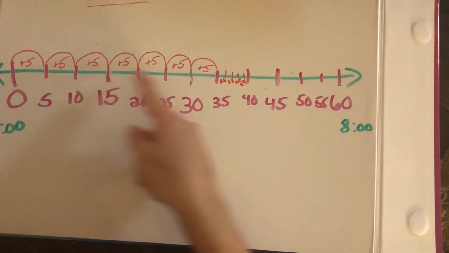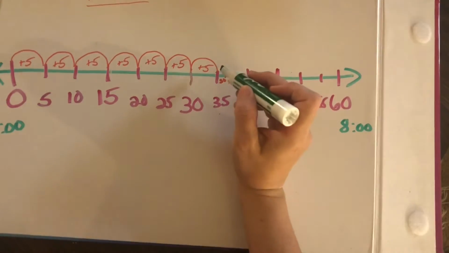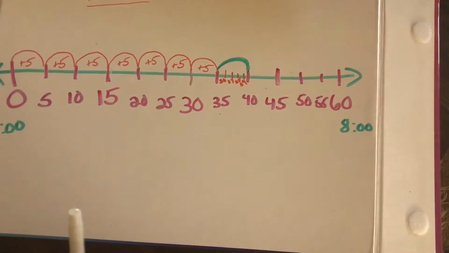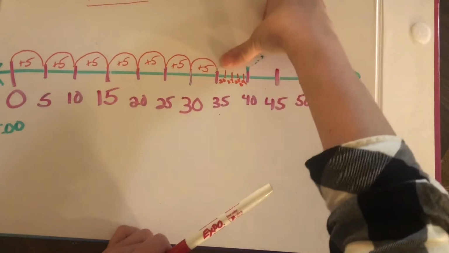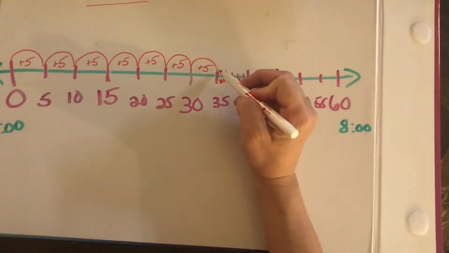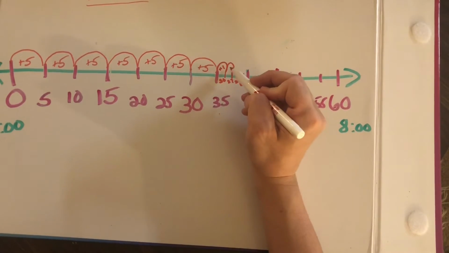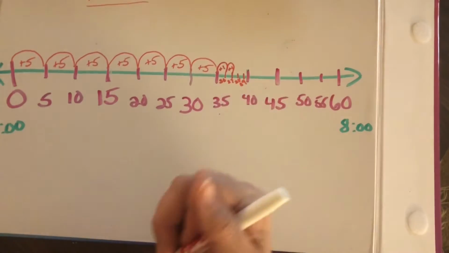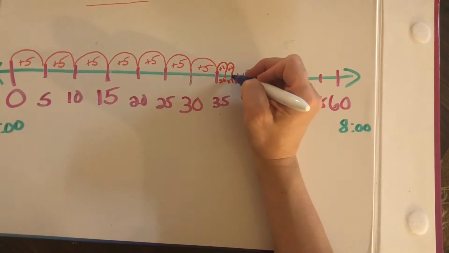So now I've jumped all of these 5s, but I haven't made it to 7:37. And I know if I jump one more 5, I'll end up at 7:40. And that would make me late, so I don't want to do that. I'm going to start jumping instead by 1s. Plus 1 takes me to 7:36. 7:36 plus 1 takes me to 7:37. Ding, ding, ding. That's where I was headed, and I made it there.